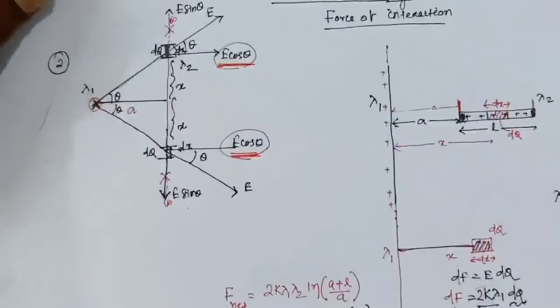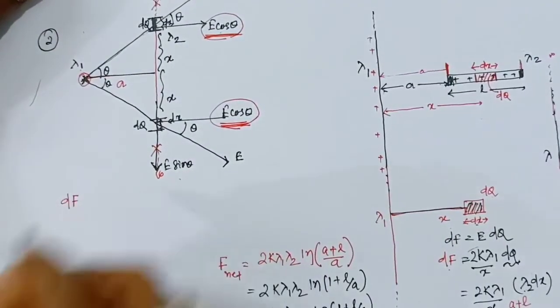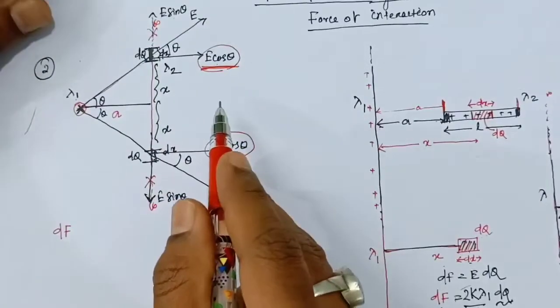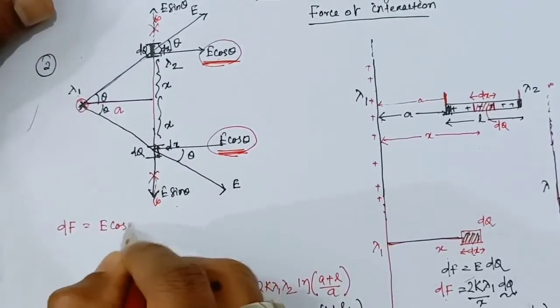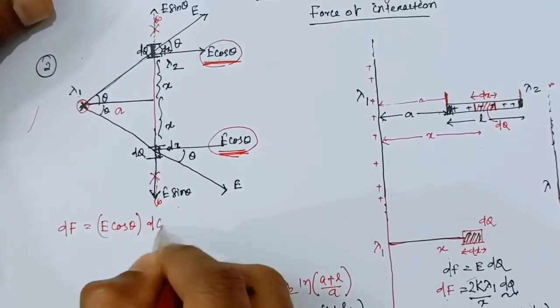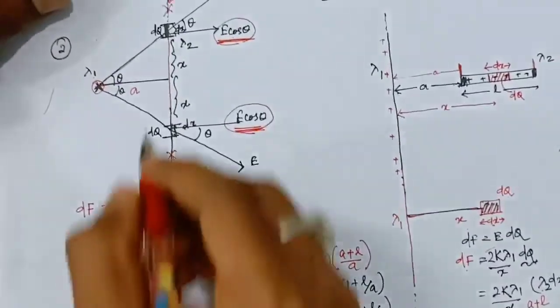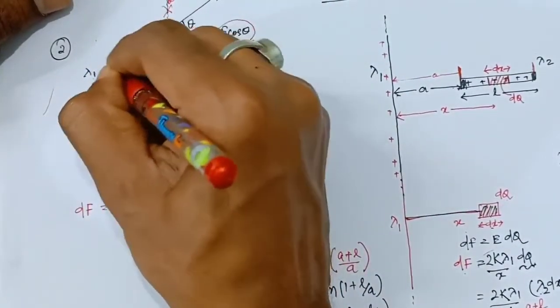The expression of the force, one can think, due to small element, what is the expression of force? The force is net electric field E cos theta, and charge is dq. So E cos theta is what? This is a, this is x. Can I say this distance is square root of a square plus x square?